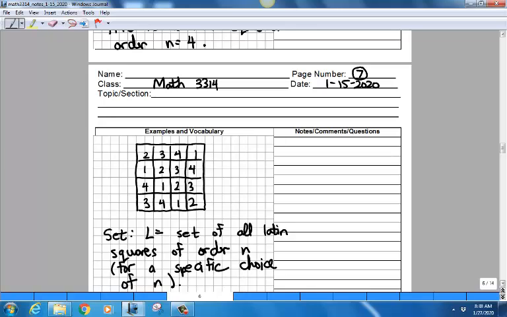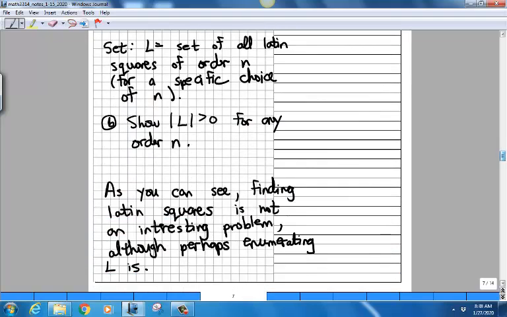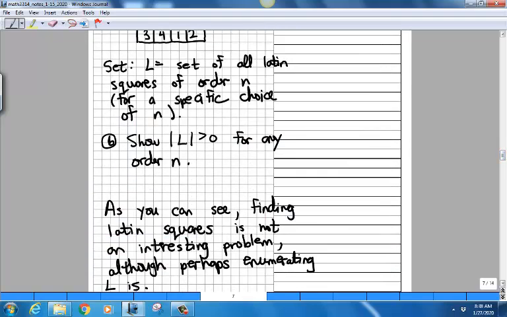In a way, that seems like a simpler puzzle to complete than a magic square, and in fact it is. It's fairly easy to create Latin squares. So this is just an example of one. So in fact, here's kind of our first problem here.